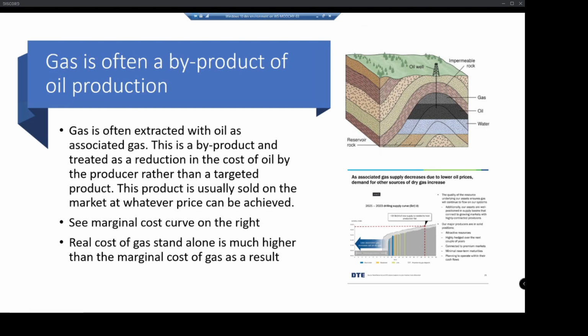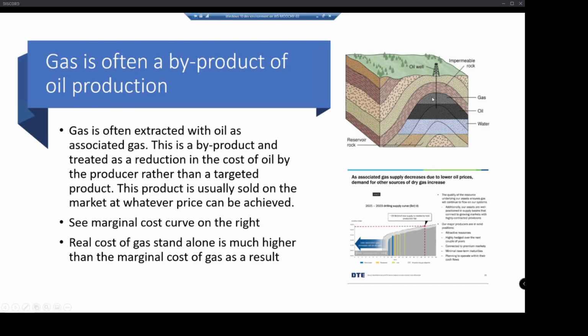What they do is they'll either flare it, i.e. burn it off and just get rid of it because it's dangerous, or they'll process it and try and sell it. But they don't care what price they get for the gas because that's not what they're targeting. They're targeting the oil and they just happen to get gas. So what happens with the natural gas curve? This is a natural gas curve down here.